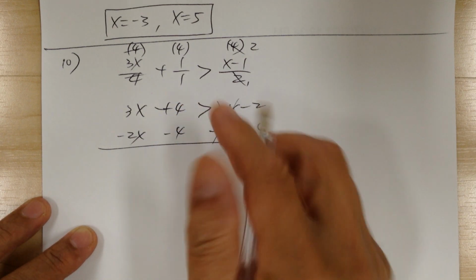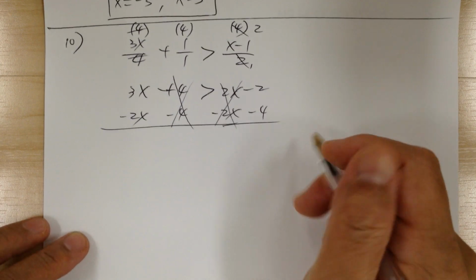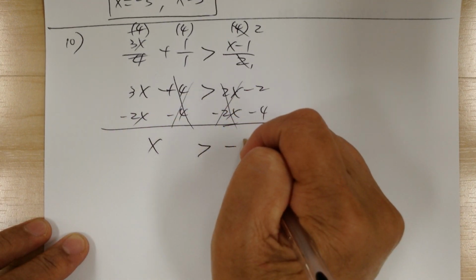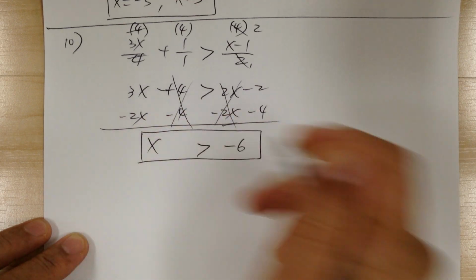Again, write down what you're going to do and then do it, right? It helps you to visualize. It helps you to cut down on mistakes. So x is greater than negative 6. Okay, and that's it.